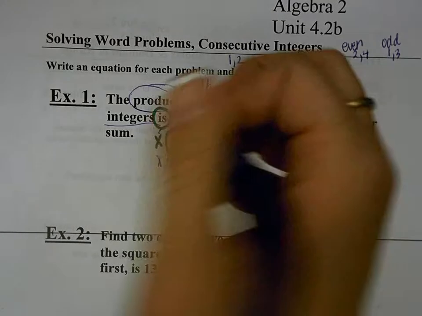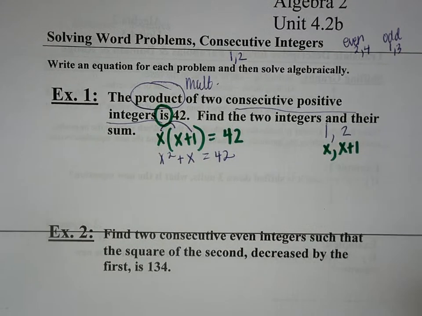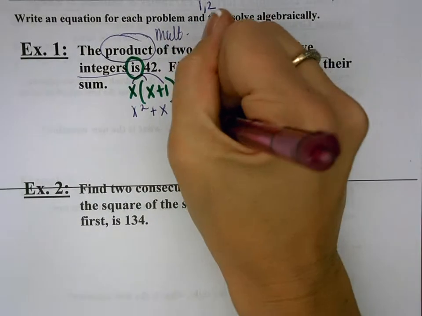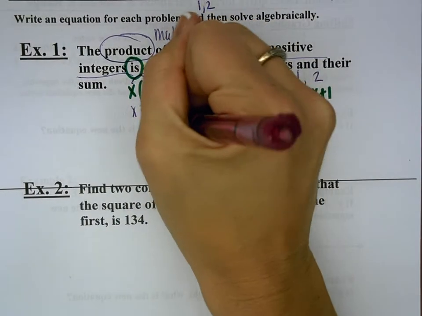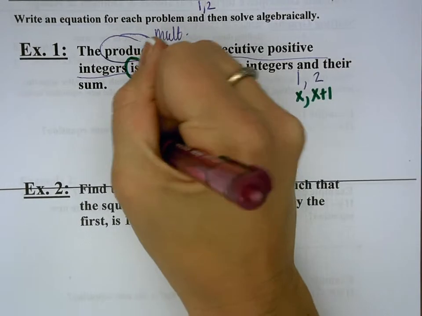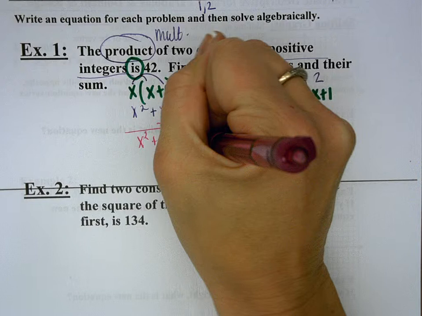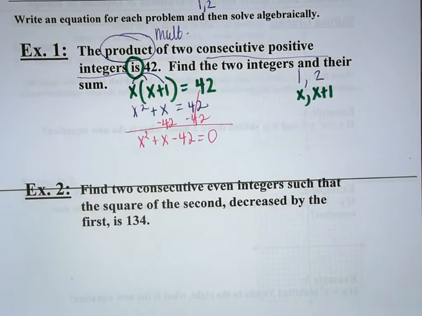So in order to do that, I'm going to subtract 42. Subtract 42, guys. Okay, so we have x squared plus x minus 42 equals 0. Can I say the answer?